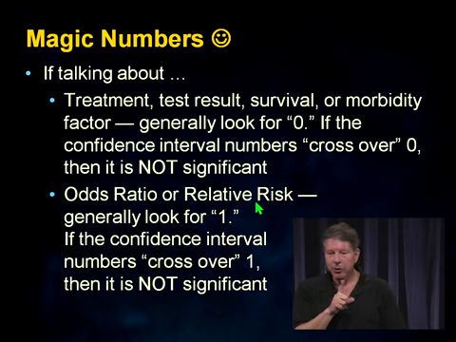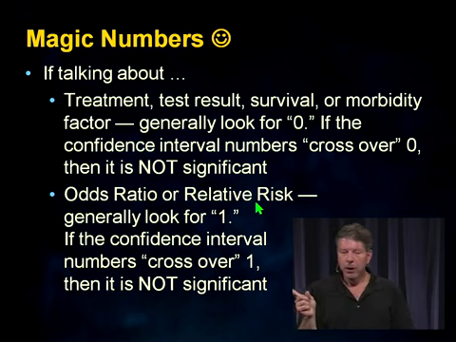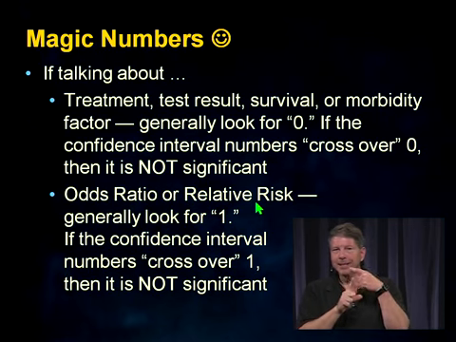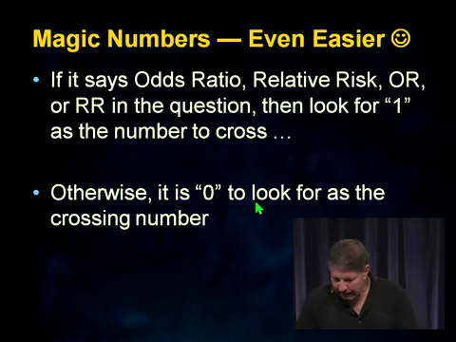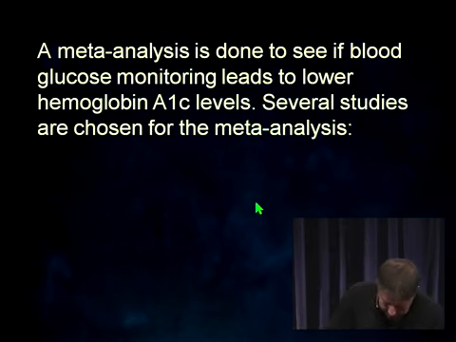The odds ratio or relative risk of you having this compared to the normal person, the normal person's 1, and you have to decide, is it less than 1 or greater than 1? So if it crosses over that normal person, that means it's not statistically significant. I'll show you what that means. All right. So again, if it's odds ratio or RR, it's 1. Otherwise, look for 0. Okay, so here's a classic question. A meta-analysis is done to see if blood glucose monitoring leads to lower hemoglobin A1C.